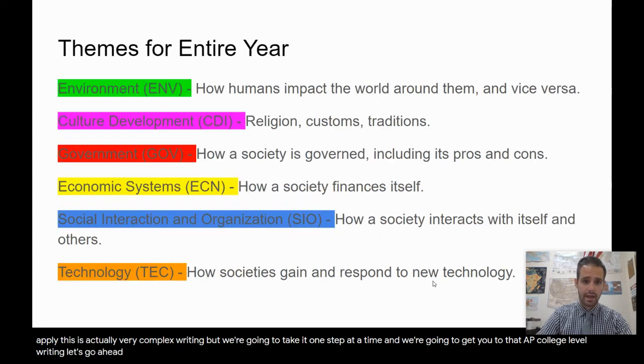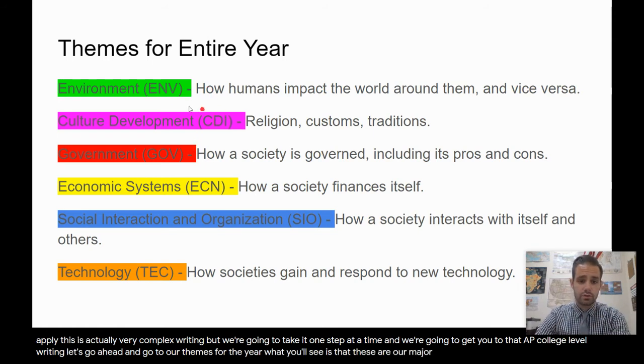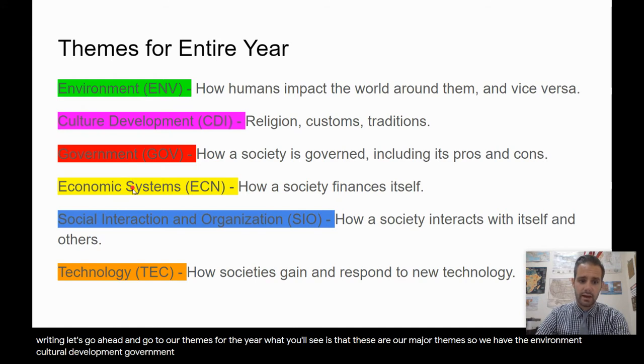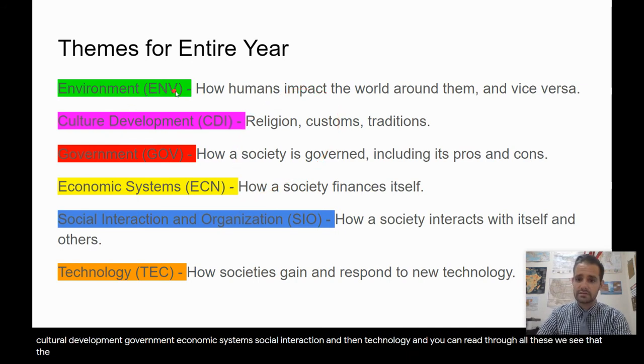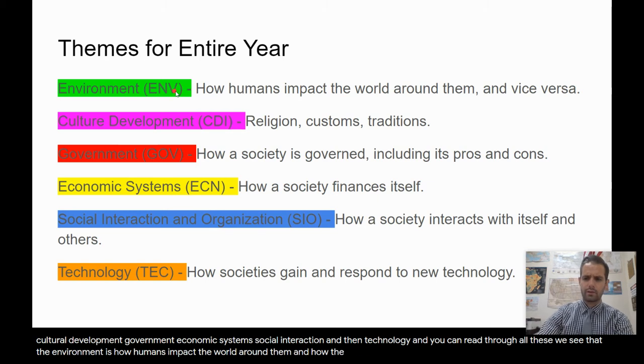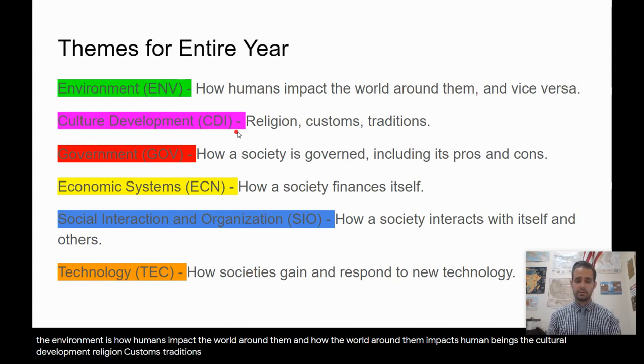Let's go ahead and go to our themes for the year. What you'll see is that these are our major themes: the environment, cultural development, government, economic systems, social interaction, and technology. And you can read through all these. The environment is how humans impact the world around them and how the world around them impacts human beings. Cultural development covers religion, customs, tradition, language. How does that culture develop?